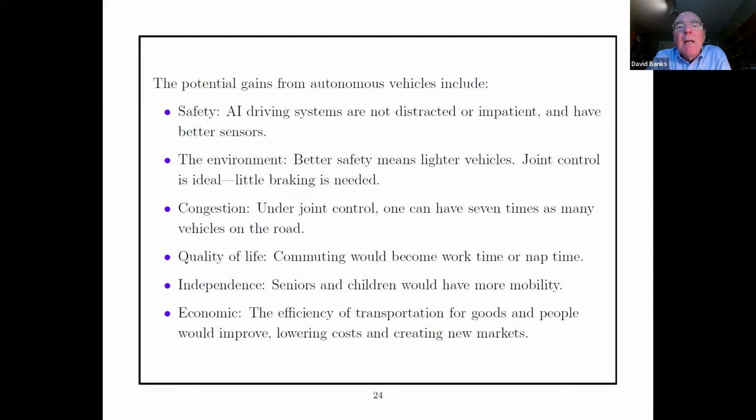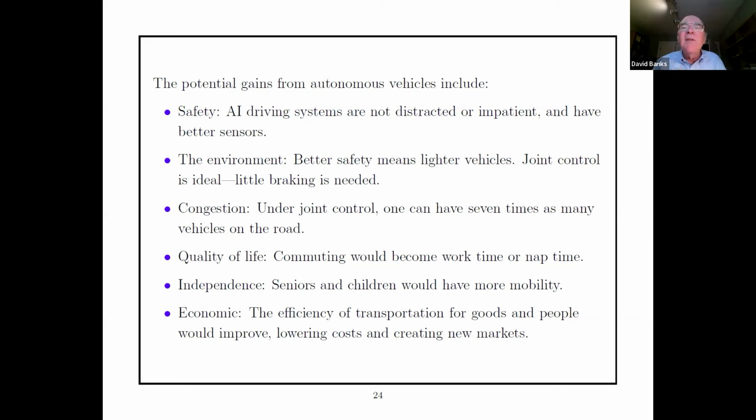The potential gains from autonomous vehicles include safety. AI driving systems are never distracted or impatient. They have much better sensors than we do. And so driving at night, they'll see the black cow that has wandered onto the road because they have better sensors. In terms of the environment, better safety means that we can have lighter vehicles. If you get safety good enough, then you can build vehicle bodies out of canvas, and we would no longer have to carry around a ton and a half of steel to protect us from other bad drivers. Instead, we can have much more fuel-efficient, lightweight cars that are just as safe.